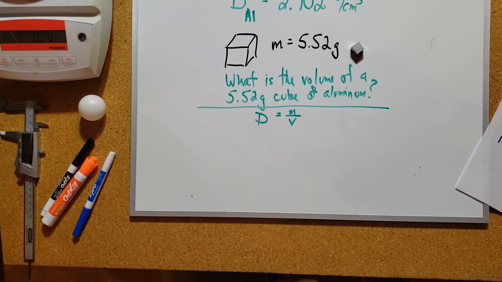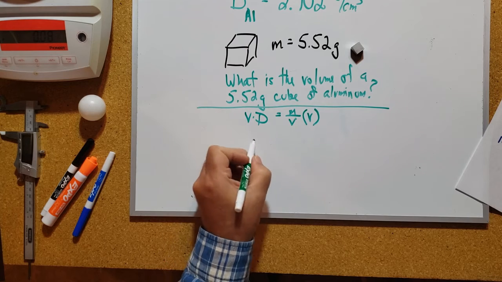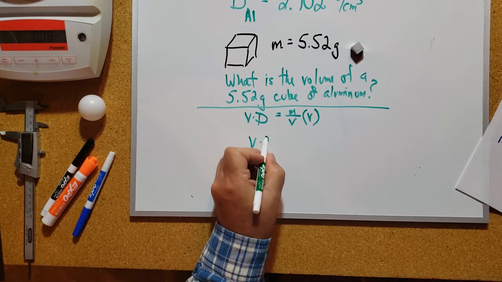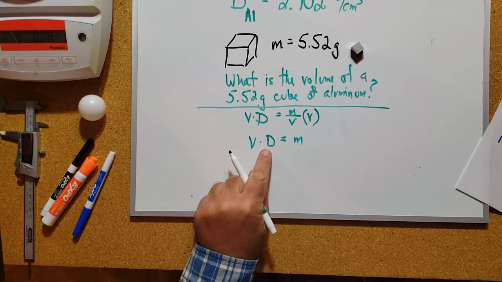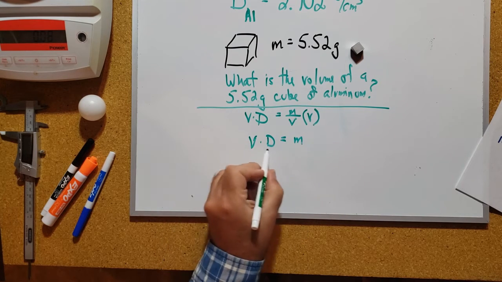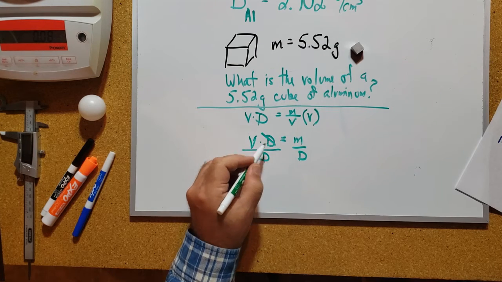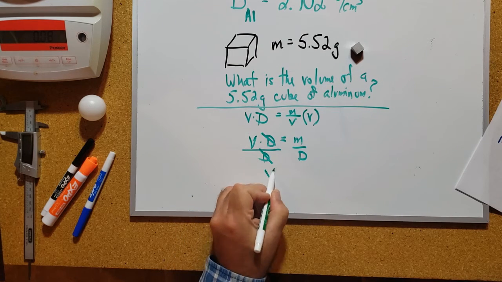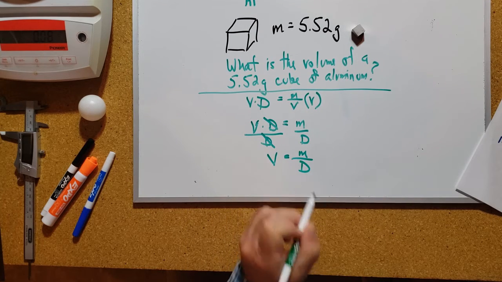All right. Now, let's multiply both sides by V, and I'm going to get the same equation that I got before. Mass is equal to density times volume. And now go and divide both sides by D. The D's cancel on this side, and I get volume is equal to mass over density.